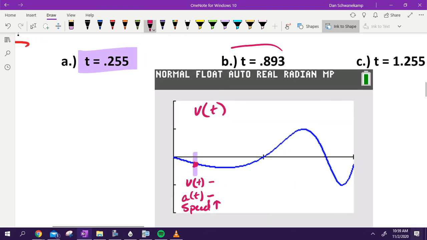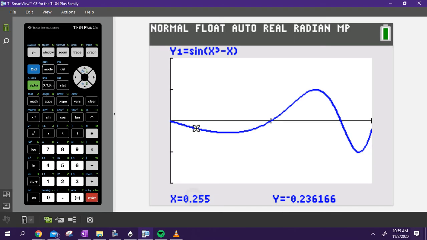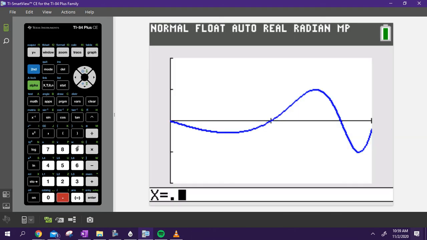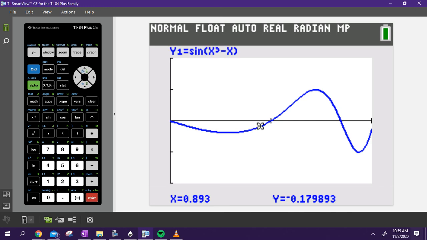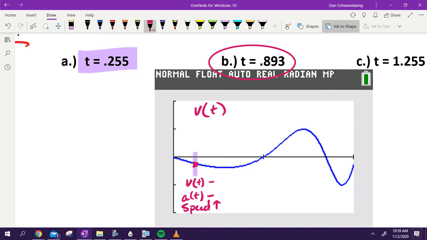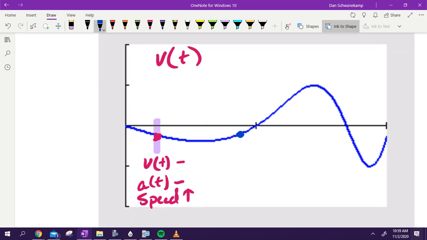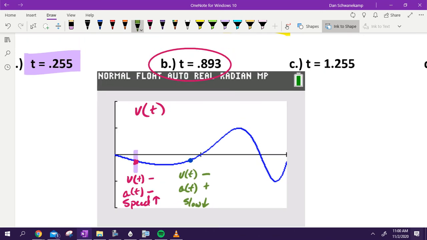Okay, let's go to the next one, 0.893. So let's figure out where 0.893 is. Second, calculate, the value at 0.893. Boom, the X is right there. So that's where I'm looking at. So right here on my screen is 0.893. Right there, what do you think? Am I speeding up or slowing down? Slow down. What is my velocity right there? Negative. What do you think my acceleration is right there? Positive. When velocity and acceleration have different signs, I'm slowing down. Okay, that's the one I want.